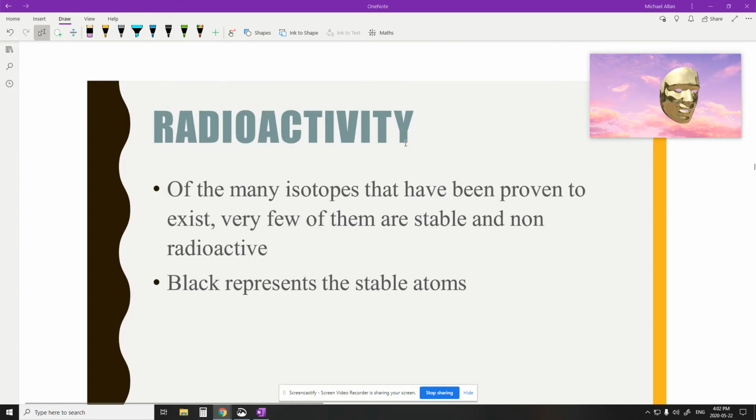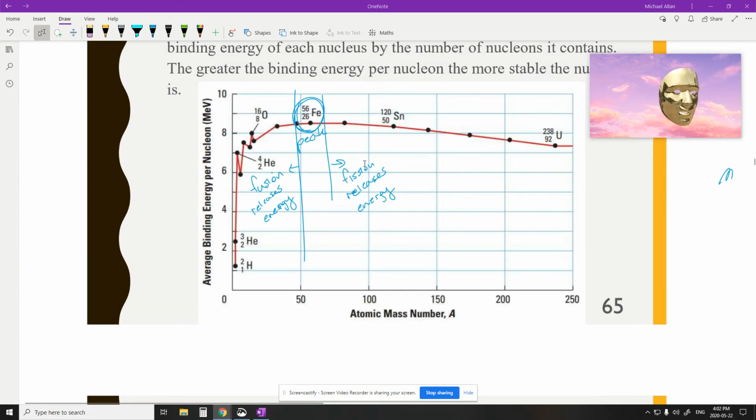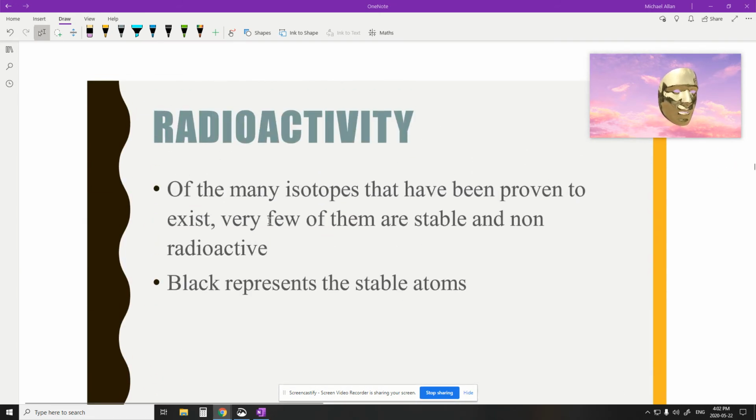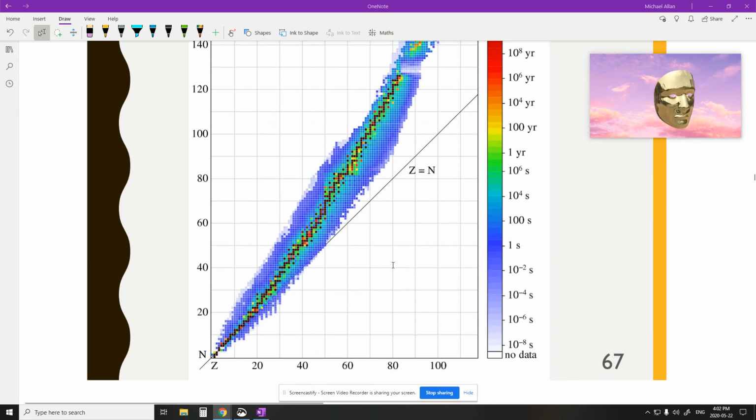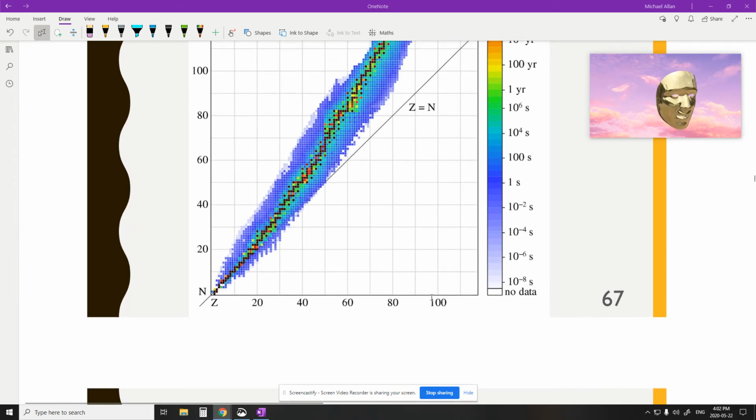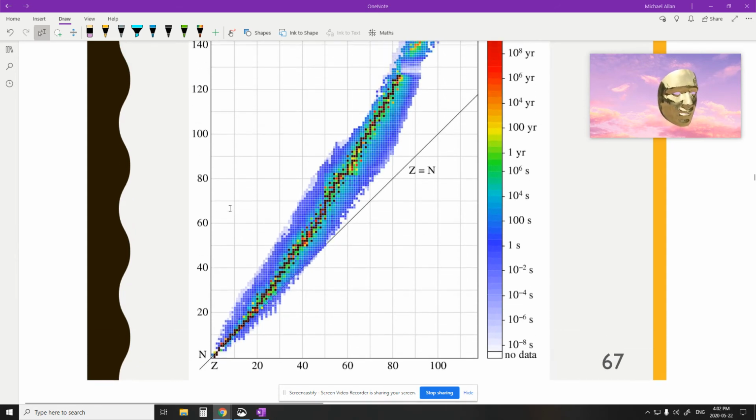Okay. So many of these isotopes up here are proven to exist, right? Very few of them are actually considered stable and non-radioactive. So if you look at this little chart down here, all these little black dots, the bottom here would be your atomic number, protons on the bottom, and the side here would be your neutrons. The line down the middle is where you would have an equal number of protons and neutrons.